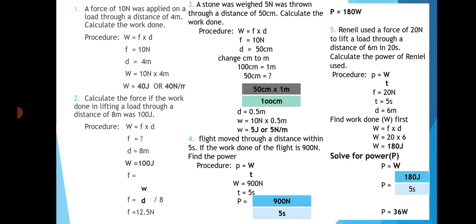The fifth one. We use a force of 20 newton to lift a load through a distance of 6 meters in 5 seconds. Calculate the power used. Procedure, still P is equal to W over T, where F is equal to 20 newton, T is equal to 5 seconds, and our distance is 6 meters. Remember, in this question we don't have our work done straightforward, so we need to calculate our work done. That's our force times D, distance. So, 20 times 6, we get 120 joules. That's our work done. Now, let's solve for power, since we have our work done. It's going to be W over T, with respect to time. So our P is equal to 180 joules over 5 seconds. Our P is equal to 36 watts.